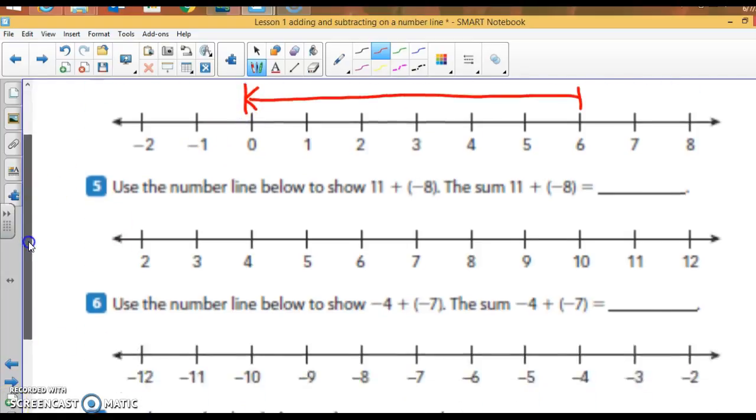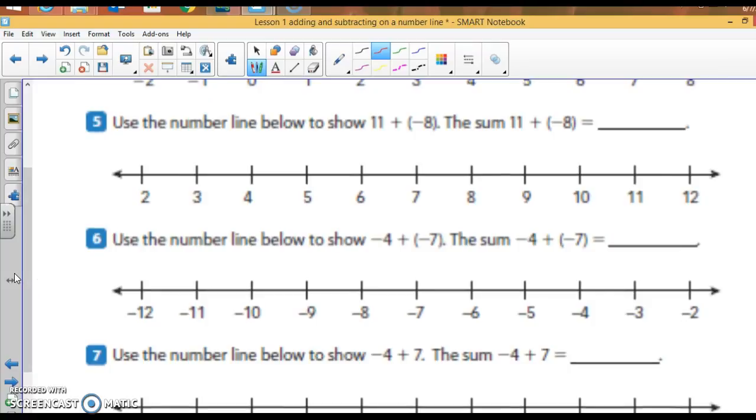Let's take a look at this one, doing it both ways. I have 11 plus negative 8. So let's start at 11. Negative 8, I would go to the left 8. So 1, 2, 3, 4, 5, 6, 7, 8. I end up at positive 3.